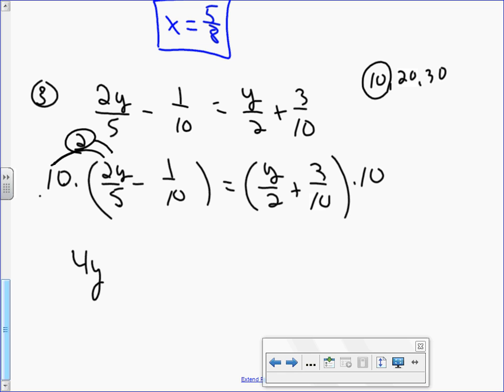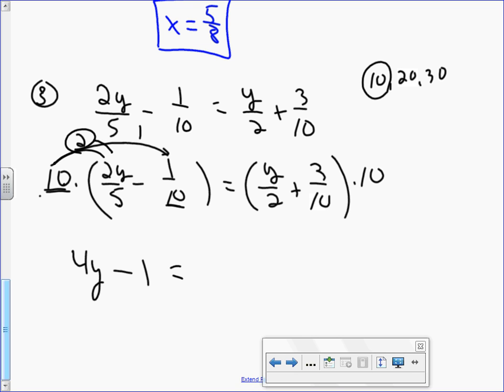Then when I go over to this one, what's going to happen to this 10 and this 10? What do they cancel to? 1. Okay, they cancel to a 1, and 1 times 1 is plain old 1. Okay. So let's try it on the other side, see if you can see how that's going to work. Everybody good on the left side?